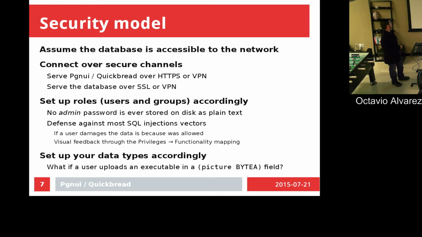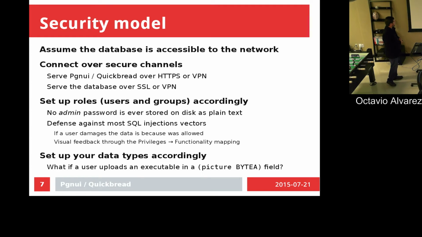Of course, we need to secure our communication. The web program, Pgnui and Quickbread, should be served over HTTPS or VPN, because if I'm going to log in, the password is going to be transferred in plain text. So because you are trying not to use JavaScript, you should use an HTTPS server, or VPN if you are in a secure environment, for example. And the database, of course, if you're going to have the web server and the database on different servers, they should be connected through SSL or VPN or whatever secure solution you are using.